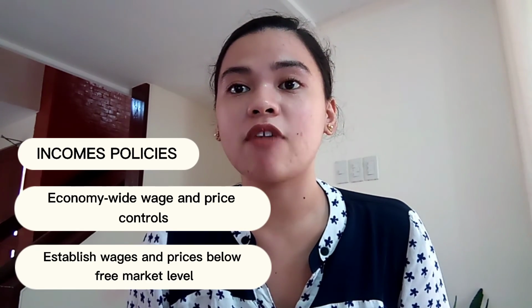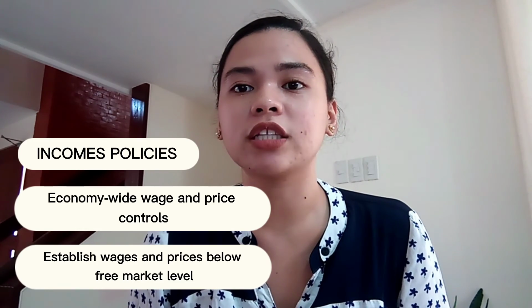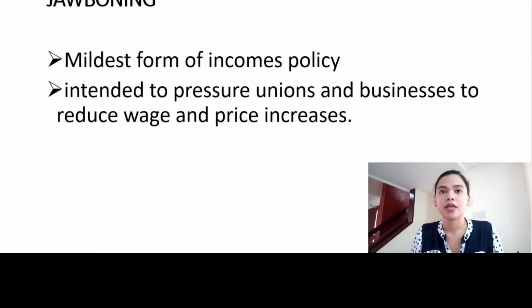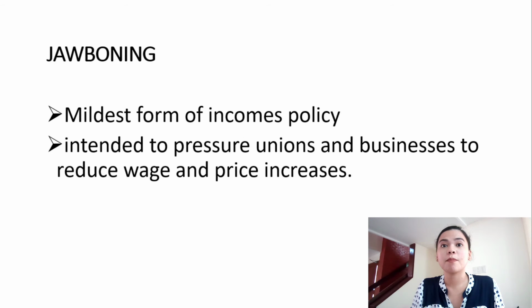Incomes policies have often been resorted to during wartime. Such policies include presidential jawboning, wage price guidelines, and wage price controls. The mildest form of incomes policy is jawboning. Jawboning is oratory intended to pressure unions and businesses to reduce wages and price increases. The government attempts to prevent or roll back wage and price hikes by appealing to labor and business leaders.